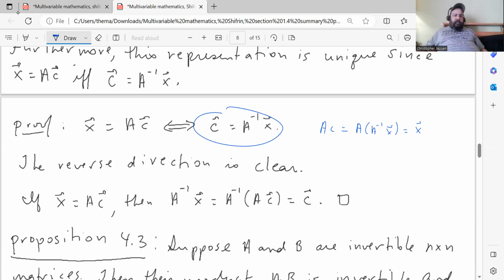For the other direction, the forward direction, if x is equal to A times c, since A is invertible, that means that we can multiply both sides of this equation by A inverse, and that gives us A inverse x equals A inverse times A c. And again, A inverse and A cancel to give you the identity matrix, so that's equal to c, and that shows that the forward direction holds. Right, so that's a little proof, just in case that's not obvious to people. Because like I said, he doesn't actually prove that in the exercise.